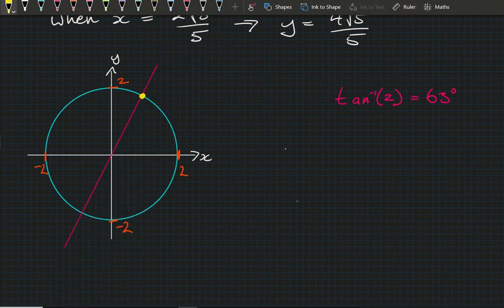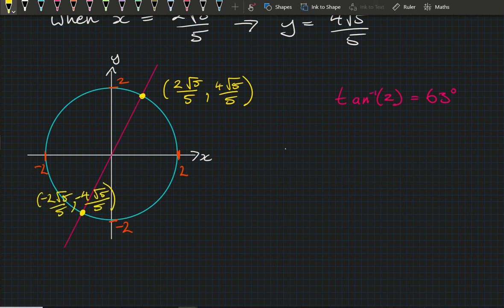And then when I mark in the intercepts, I know that the top one has a value of 2 times root 5 on 5 for the x value and 4 times root 5 on 5 for the y value. And the other point has the coordinates that are almost the same except negative. And that probably looks a little bit messy there, written over the top of the circle, but anyhow, that's the best I could do right now.